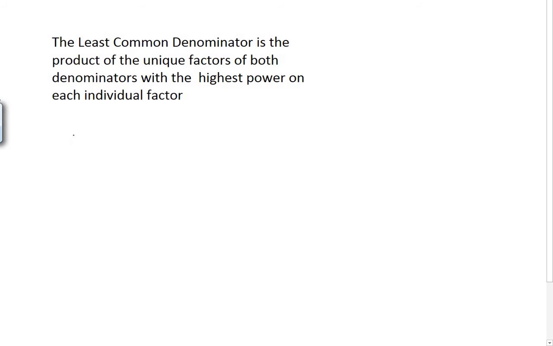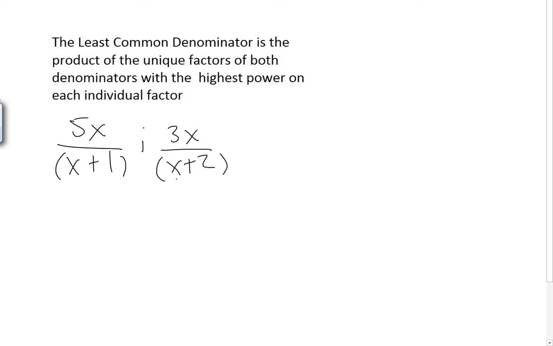What do I mean? Like if I had, say, 5x over (x + 1), and I had 3x over (x + 2). Just looking at their denominators, they can't be factored any further, so maybe I'll put them in parentheses and say this is its own factor, this is its own factor. So the LCD is (x + 1)(x + 2). It's the product of the unique factors of the denominators, meaning you get to go through and grab one of each of them. In this case, there's an x + 1, there's an x + 2, fine.